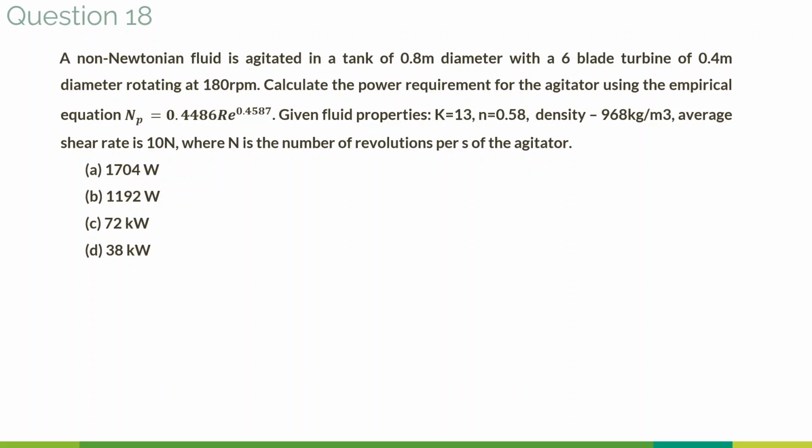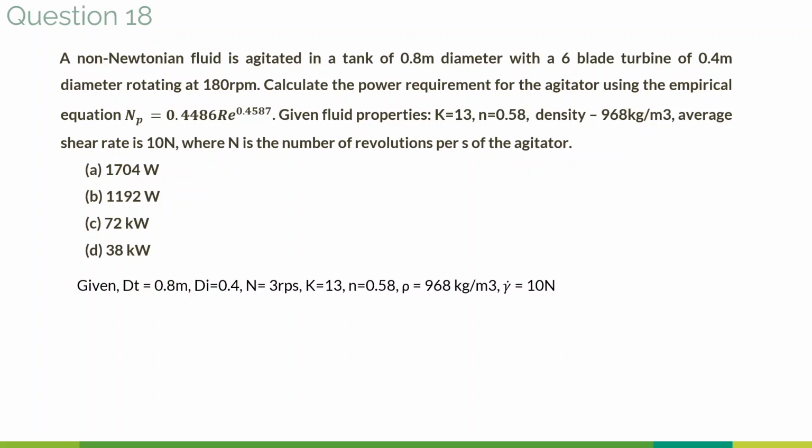But in this problem, you do not have the power number. In fact, instead of that, you have the empirical equation for the power number. So in order to calculate the power number, you need to know what is the Reynolds number. And in order to know the Reynolds number, you need to know the viscosity and the fluid properties. Since we are dealing with a non-Newtonian fluid, you will calculate something known as the apparent viscosity, and that is something that we discussed in the very first week of this course.